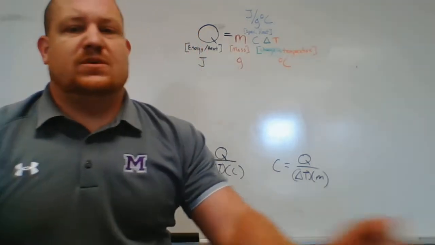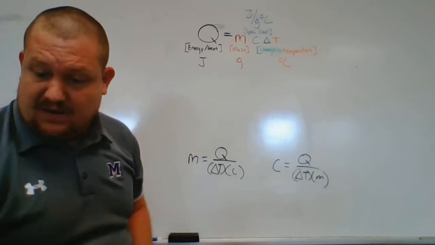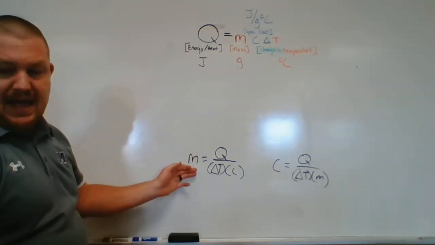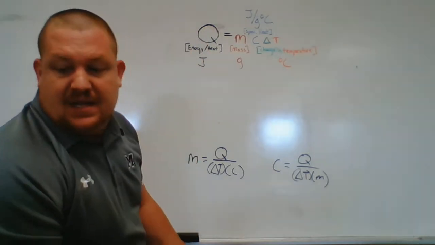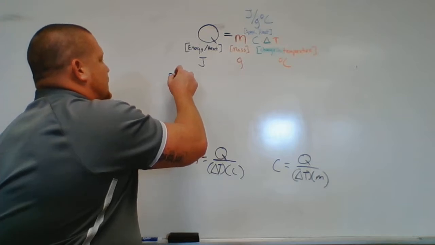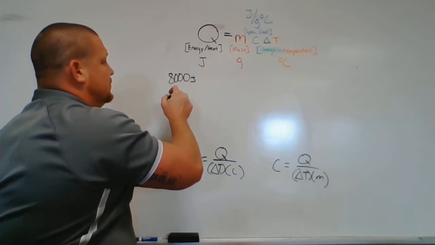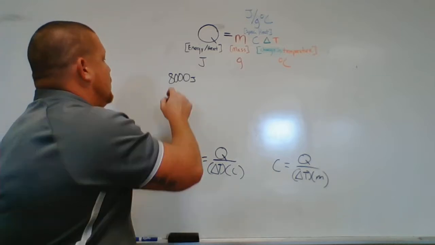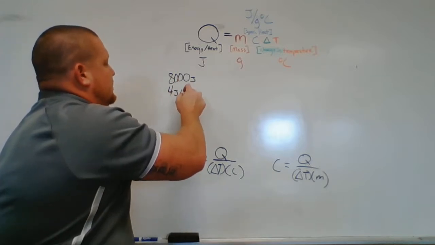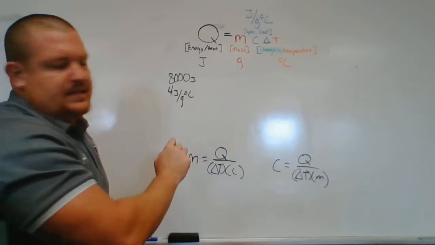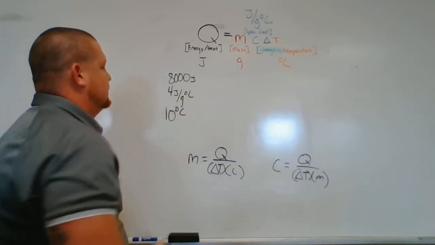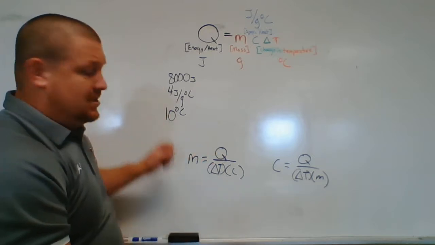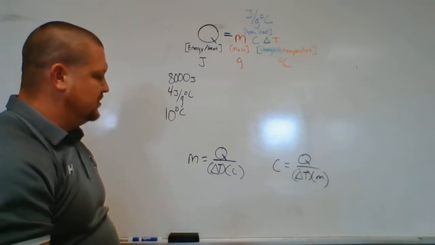So let's see, we're going to use the same numbers we used in the other one. I don't remember what they are. Let's see what we got. All right, so if we were solving for mass, and we were given the following: 8,000 joules. What was it? 4 joules per gram degrees Celsius, and 10 degrees Celsius is our change in temperature. So we could use these numbers to solve for mass, using this formula.